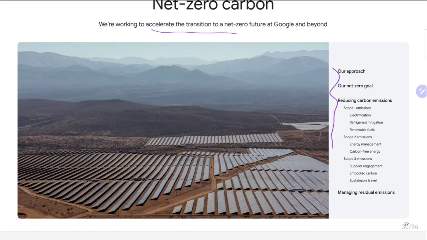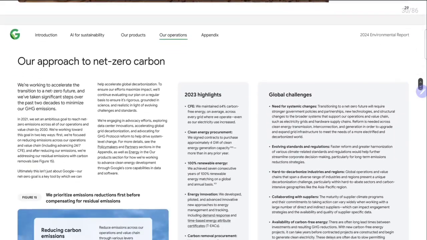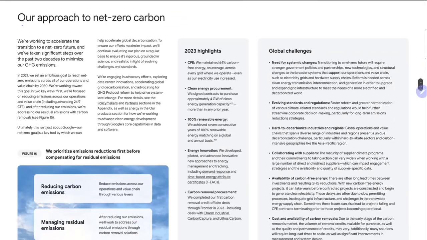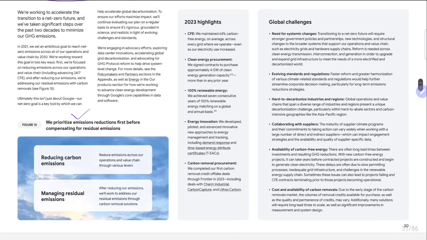So related to this, there is certain materiality topic relevant information: what actions have been taken, what are the targets, what is the current progress now, and how the company is managing the residual emissions also. So the approach to net zero carbon, how the company is prioritizing emissions reduction first before compensating for residual emissions, so reducing carbon emissions, managing it also. So the relevant information is there.